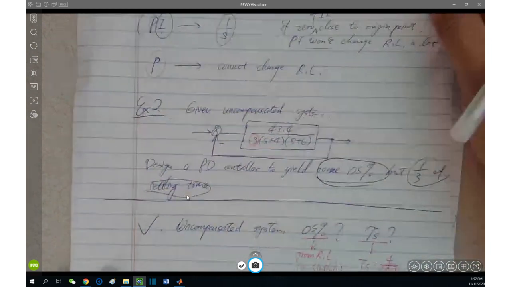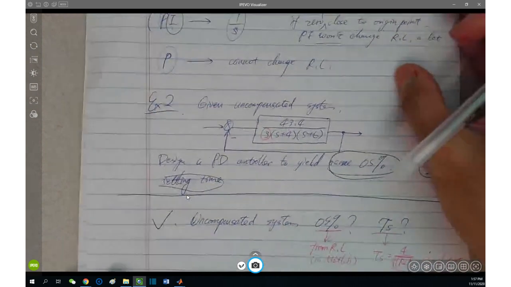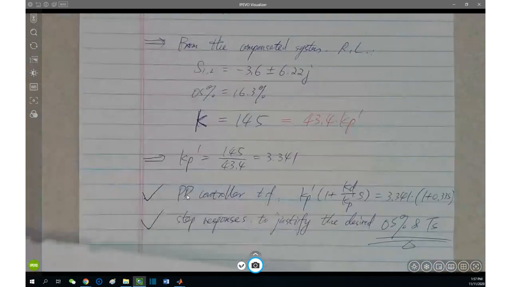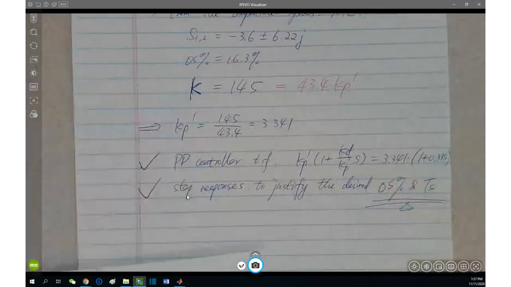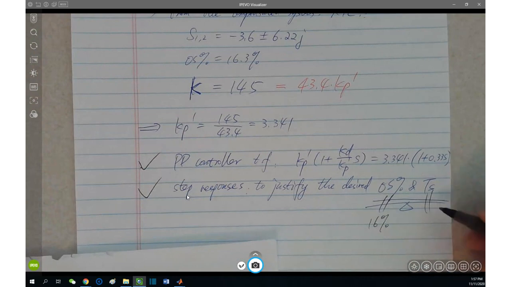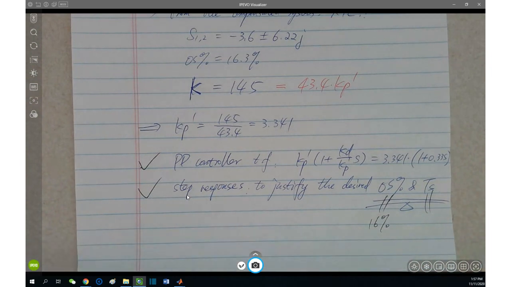After several pages, this is the problem. Remember, the problem. Only two requirements. You see. In terms of the value, what are we expecting to see? Overshoot want to be 16%. Settling time, what is it? Anyone remember? What is settling time we want? Very good. Or 1.1111 second, right? 1.1111 second.